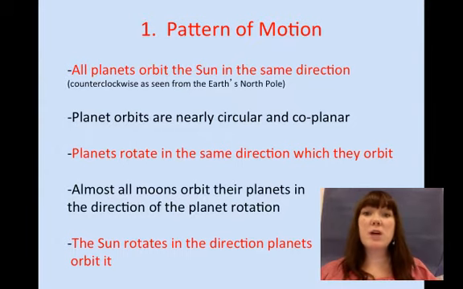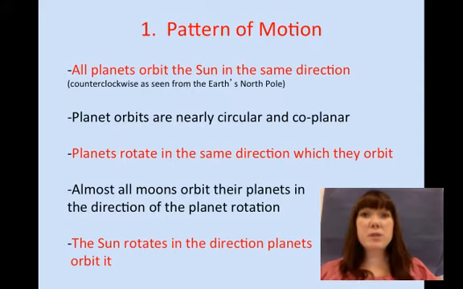Also, their orbits are nearly circular. They're technically elliptical, but most of them tend to be closer to a circle, and they're all about in the same plane, or kind of on the same level of orbit. Also, the planets rotate in the same direction in which they orbit. There are some exceptions, but that's the number 4 that we're going to take a look at. But most planets rotate counterclockwise just like they orbit counterclockwise.